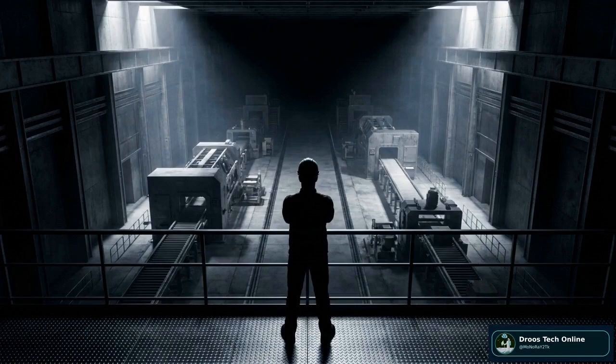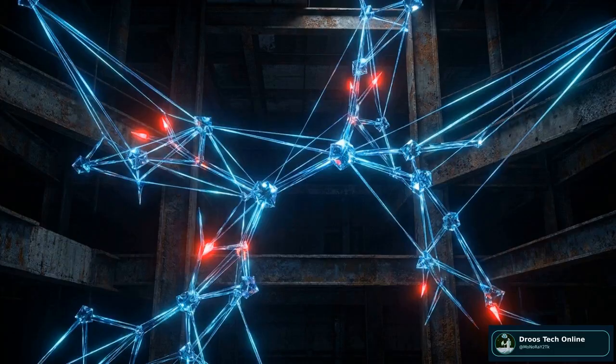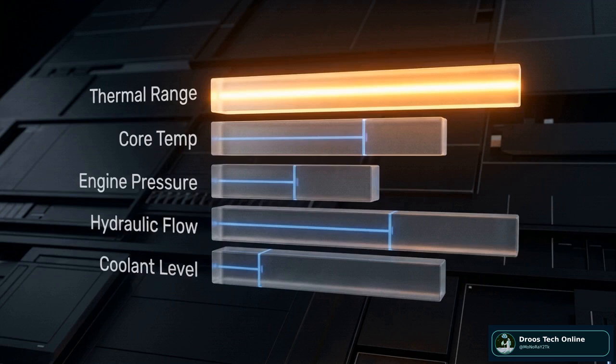Trust remains a barrier. Plant managers will not halt a multi-million-dollar production line simply because an opaque algorithm told them to. To solve this, the framework integrates SHAP, Shapley Additive Explanations. This chart visualizes the SHAP values. They break down the THI score, showing engineers exactly which data feature, like thermal range, drove the anomaly alert.